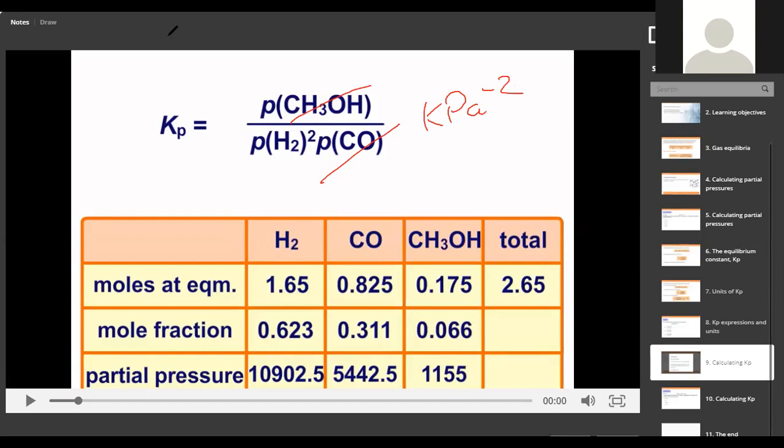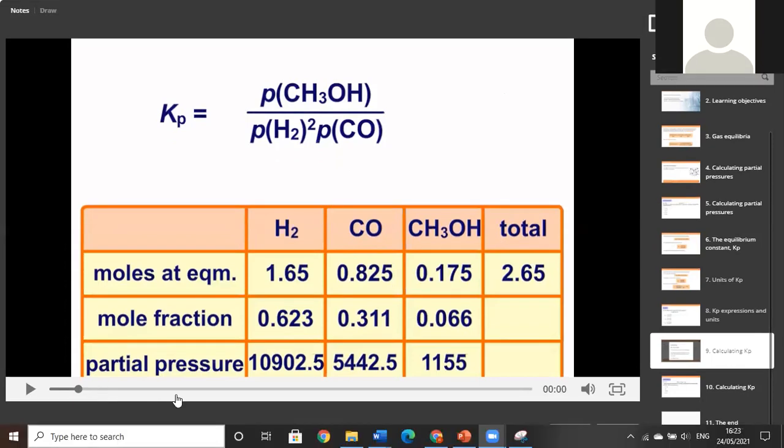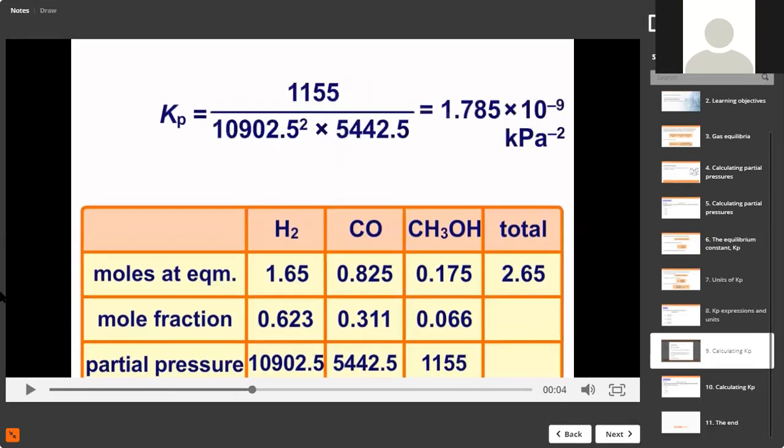Let's double check. So our answer should be, running it through, 1.785 times 10 to the -9 kilopascals to the -2. And that would be our equilibrium constant for this question.